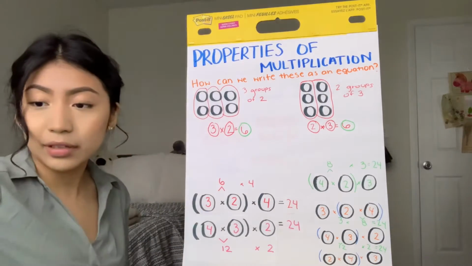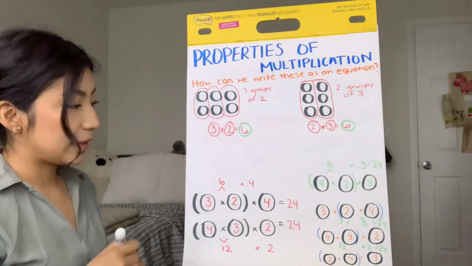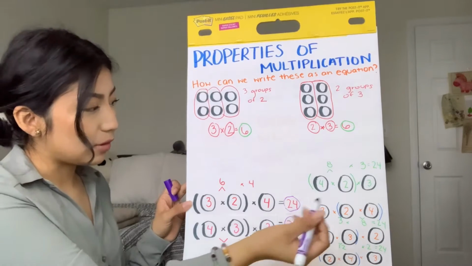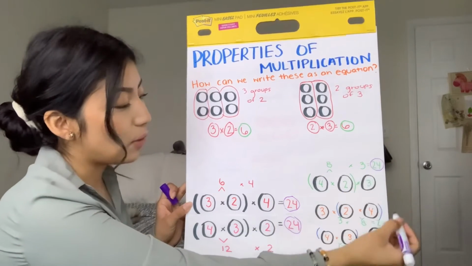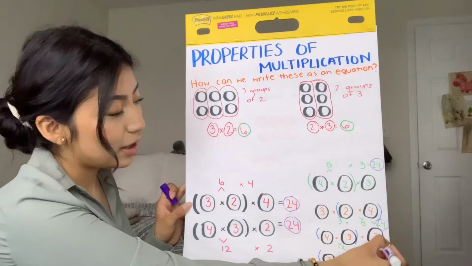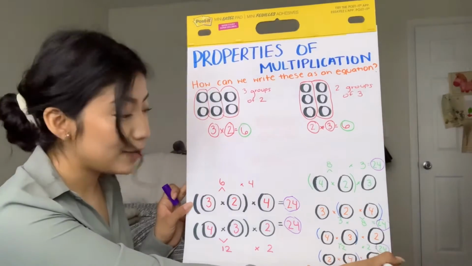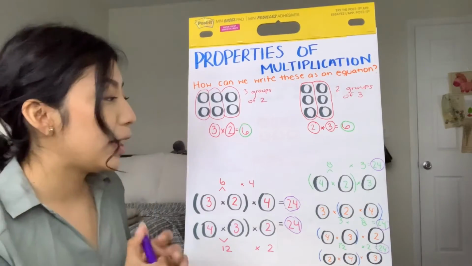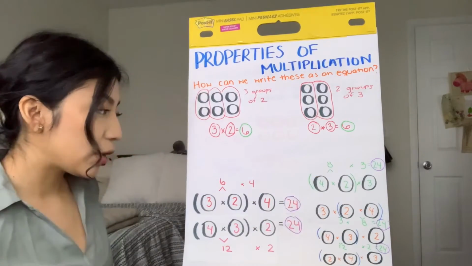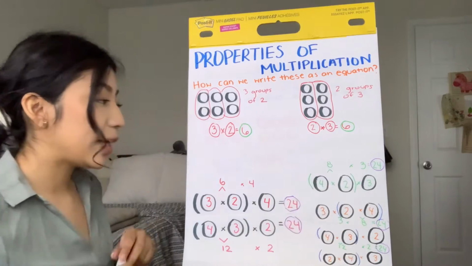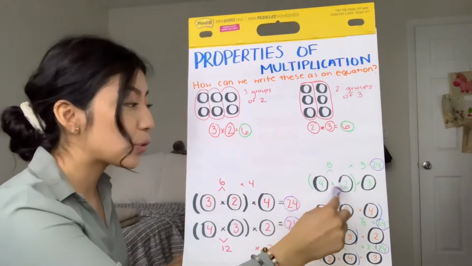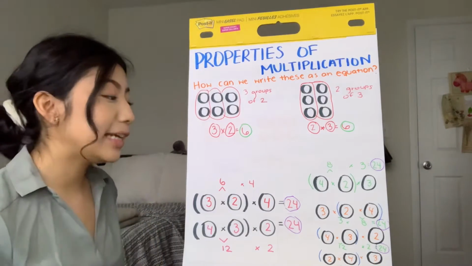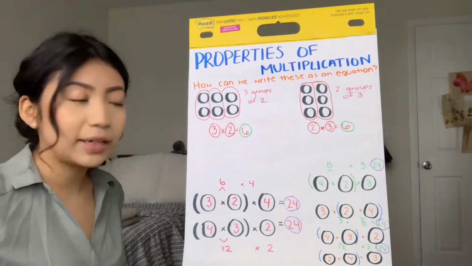Let's look at that. So we have 24, 24, 24, 24, 24, and 24. Okay. So it didn't matter where the numbers were or what numbers were in the parentheses. It didn't matter what group was in here, because in the end, we still have the same answer. We got 24 for everything, okay?